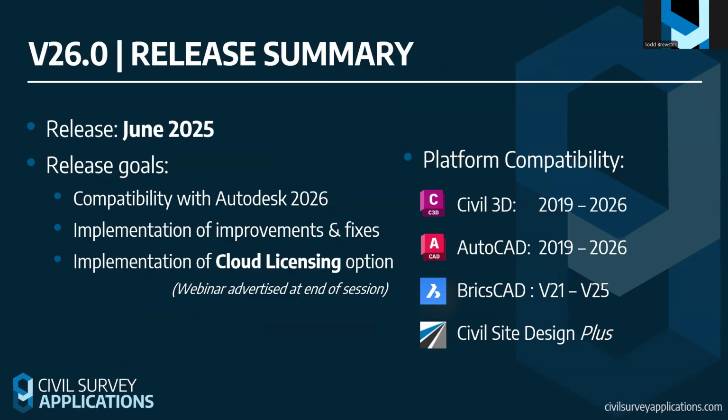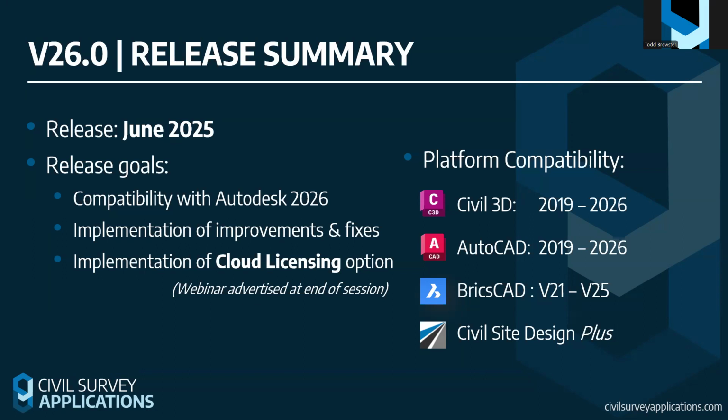The main release goals, as usual this time of year for us, are compatibility with the Autodesk 2026 release, namely AutoCAD and Civil 3D, which have been released. With every release that we do, regardless of the scale, we've generally got improvements, new features, which we'll be seeing today, and then fixes added in. But crucially, there is one major item which you'll get to see some glimpses of next week. There is going to be a webinar on it, which is the implementation of cloud licensing as an option for those of you that are interested.